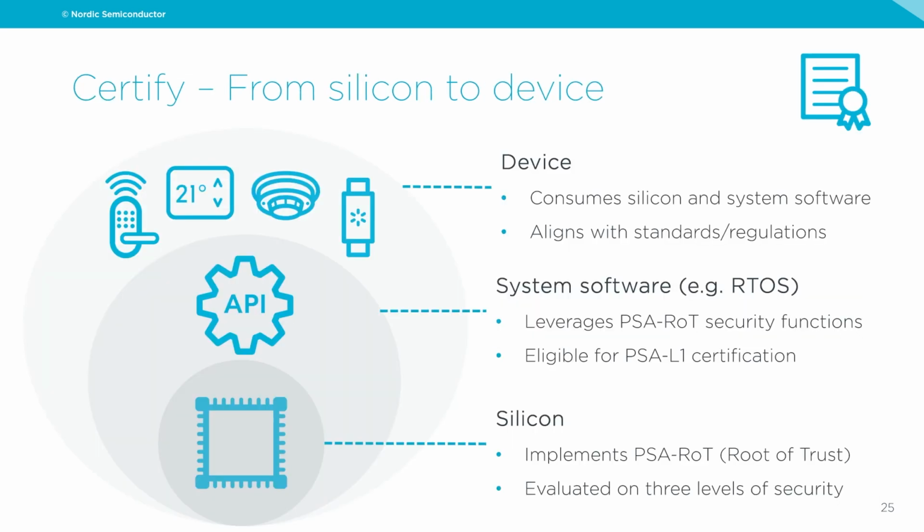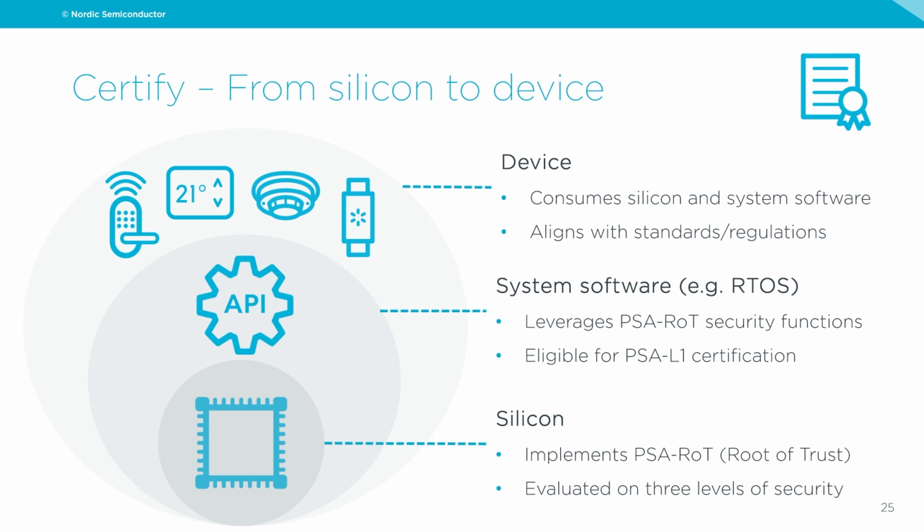And now moving into the certification step. That is also the last step in the PSA certified IoT security framework. So the PSA defines 3 levels of certification from the silicon up to the end device. And at Nordic, we provide a silicon piece that is PSA certified silicon, implementing the PSA root of trust, which is evaluated by an independent third party.